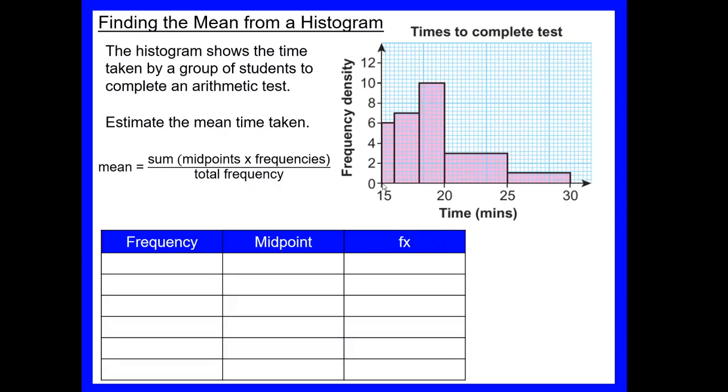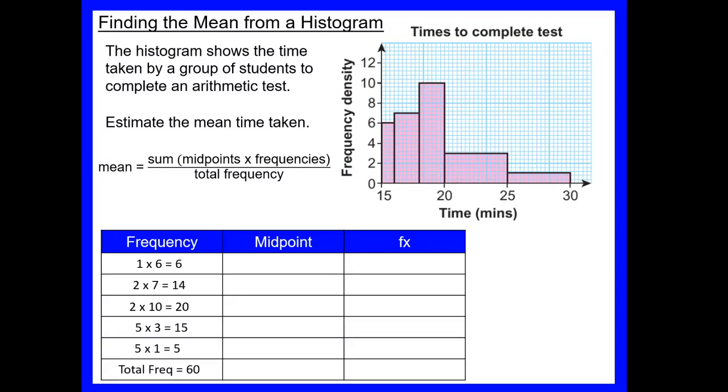So my first bar then is 1 wide by 6 high. So 1 times 6 is 6. My second bar is 2 wide by 7 high. So 2 times 7 is 14. And I've done that for each of the bars. So I found the frequency by finding the area of each of the bars individually. If I add that together, that gives me a total frequency of 60. So there must have been 60 people who completed this test.